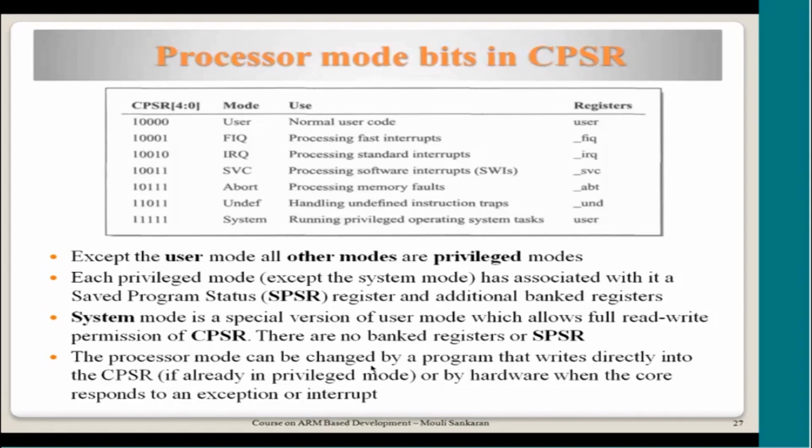The processor mode can be changed by a program that writes directly into the CPSR, or by hardware when the code responds to an exception. So you may wonder, when is the mode changing? How can the mode of the processor be changed? The least 5 bits. It could be by any interrupt coming. From the interrupt, it will know that this is the interrupt coming from the signal, so automatically it will be set, or it could be done by the user program.